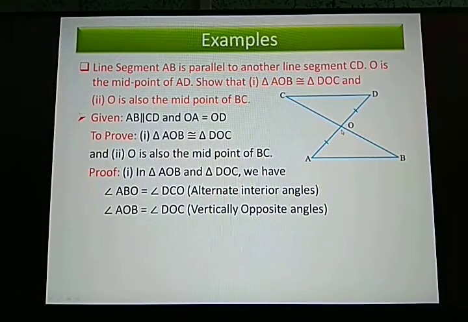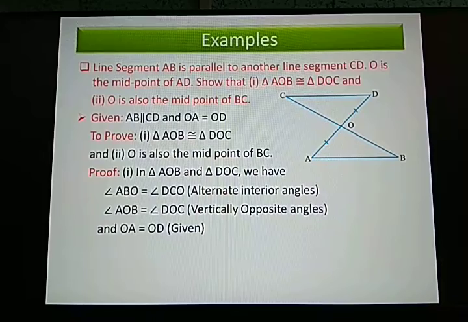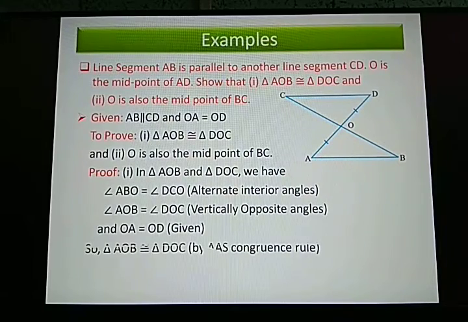Next thing is that angle AOB is equal to angle DOC. These two angles are what? Vertically opposite angles. So they are also equal. Next thing is OA equals OD, that is given to us. So we can say that both these triangles are congruent, that is triangle AOB and triangle DOC, by the angle side congruence rule.